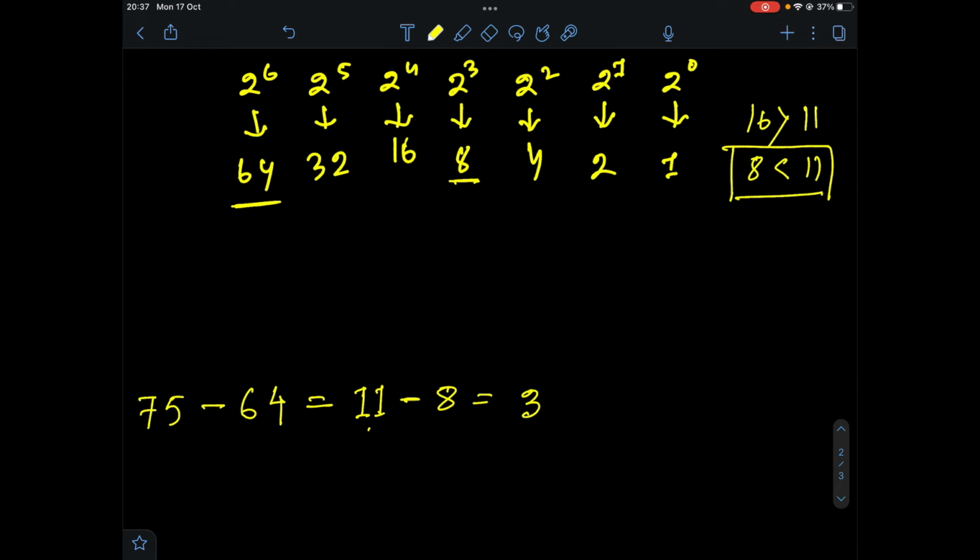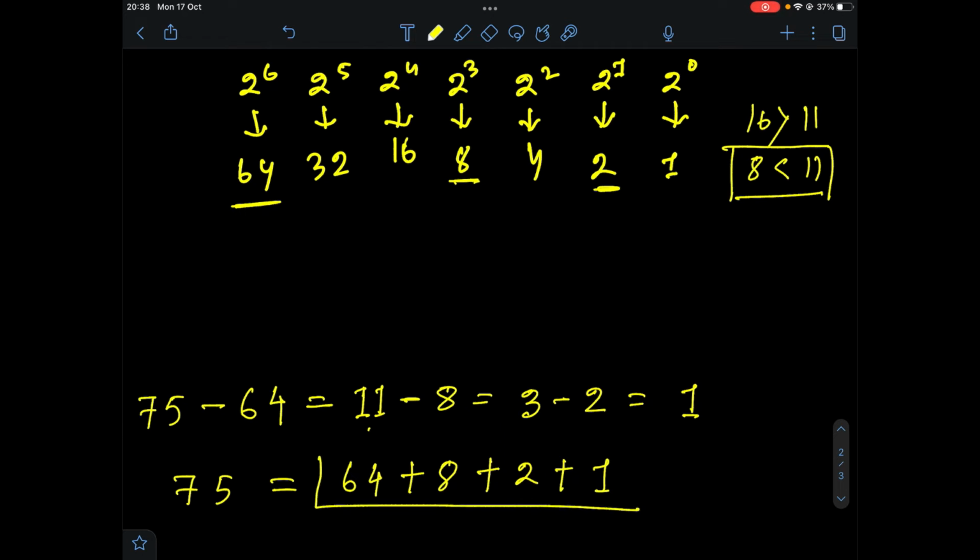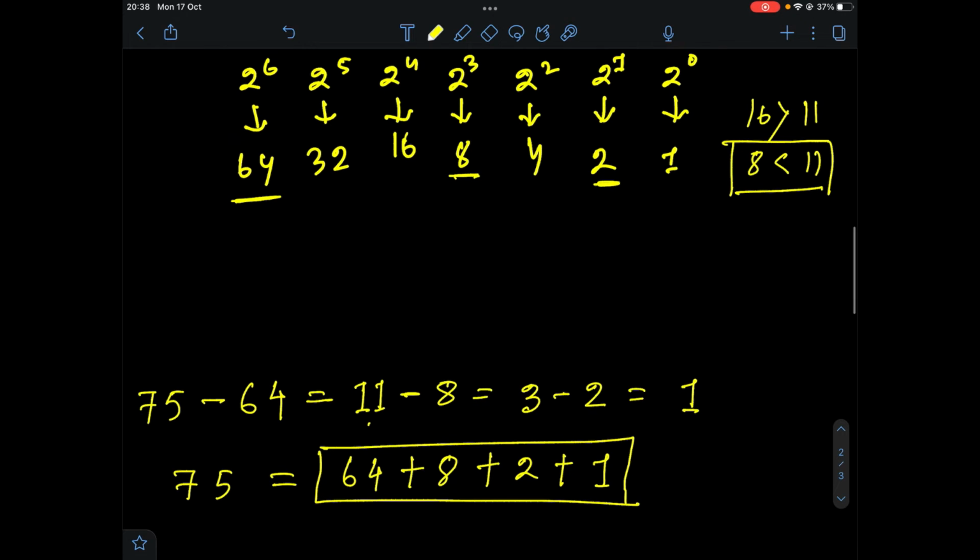Again 4 is greater than 3 and 2 is lesser than 3. Obviously we'll take 2. Just subtract this 2. Now we'll have 1 and we'll stop here. So 75 is equal to 64 plus 8 plus 2 plus 1. Okay, so we have 64, 8, 2 and 1.